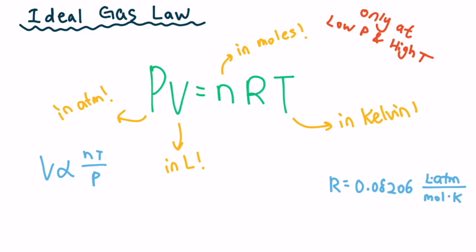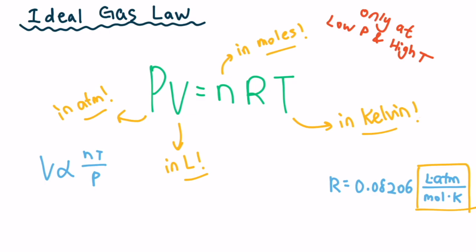And in this case, units are very important. Take a look at R. R is 0.08206 liters times atmosphere over mole times Kelvin. So you have to make sure that pressure is in atm, your volume is in liters, your n is in moles, and your T is in Kelvin. It's very important. And why? Because of the unit of R. It has to cancel out. So that's really important, and just know that V is proportional to nT over P.